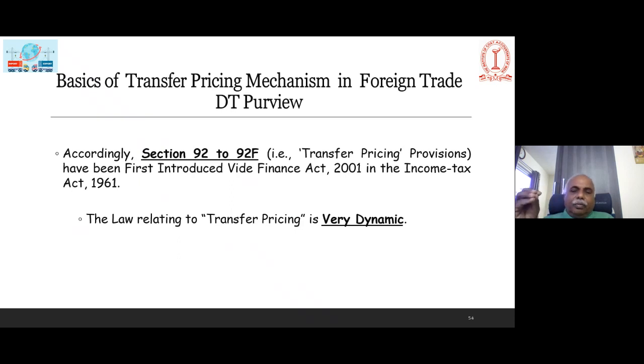The law relating to transfer pricing is very dynamic. It is not static. It is based on experience, on people's strategies to reduce tax payment, and on the best practices followed by other countries and adopted by OECD countries. All these things are to be taken into consideration, and accordingly we have to modify it. That's why the law relating to transfer pricing is very dynamic.